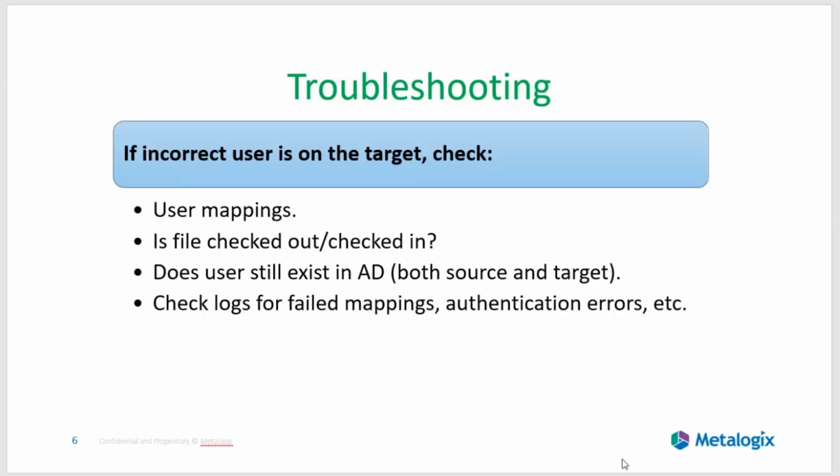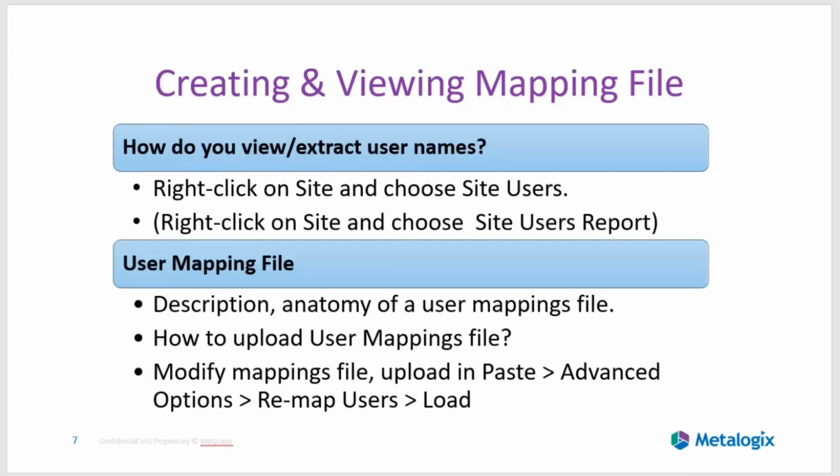We could also look into the logs. The logs are very useful because they provide explanation on why users did not get mapped. It could be that the user does not exist in either the source or target, or the user was just skipped. Okay, thanks, Son. Just going to very briefly show you how to create a mapping file here.